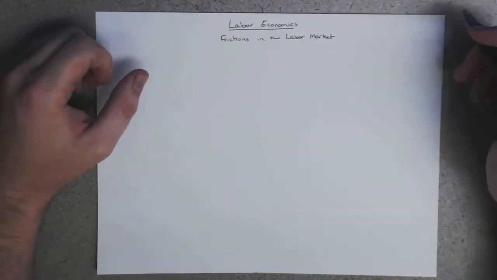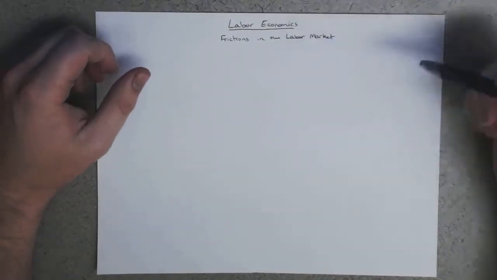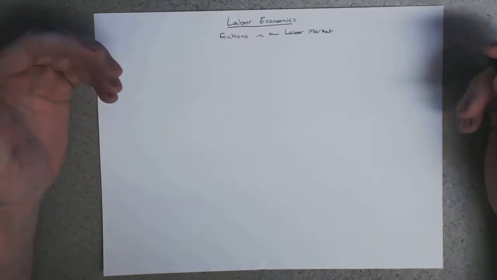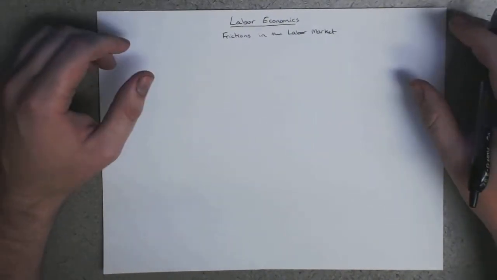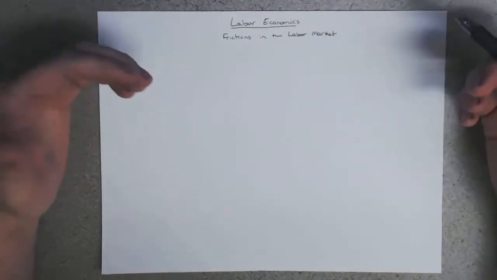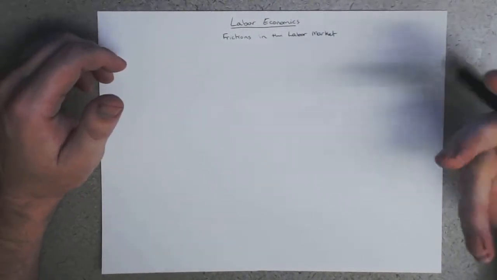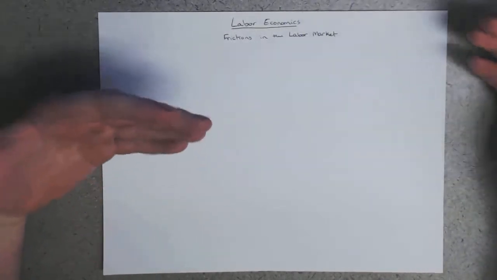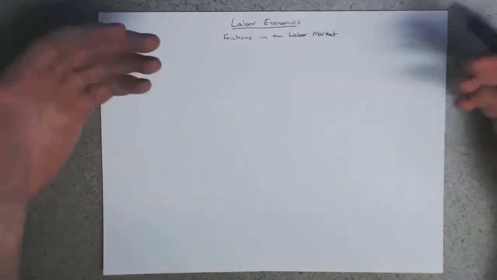So this week we're going to be talking about what are called frictions in the labor market. Most of economics assumes away what we call market frictions, or sometimes transaction costs. Consumers are assumed to be able to costlessly find a good of perfectly known quality for sale, while producers are able to costlessly find perfect buyers willing to buy their product.